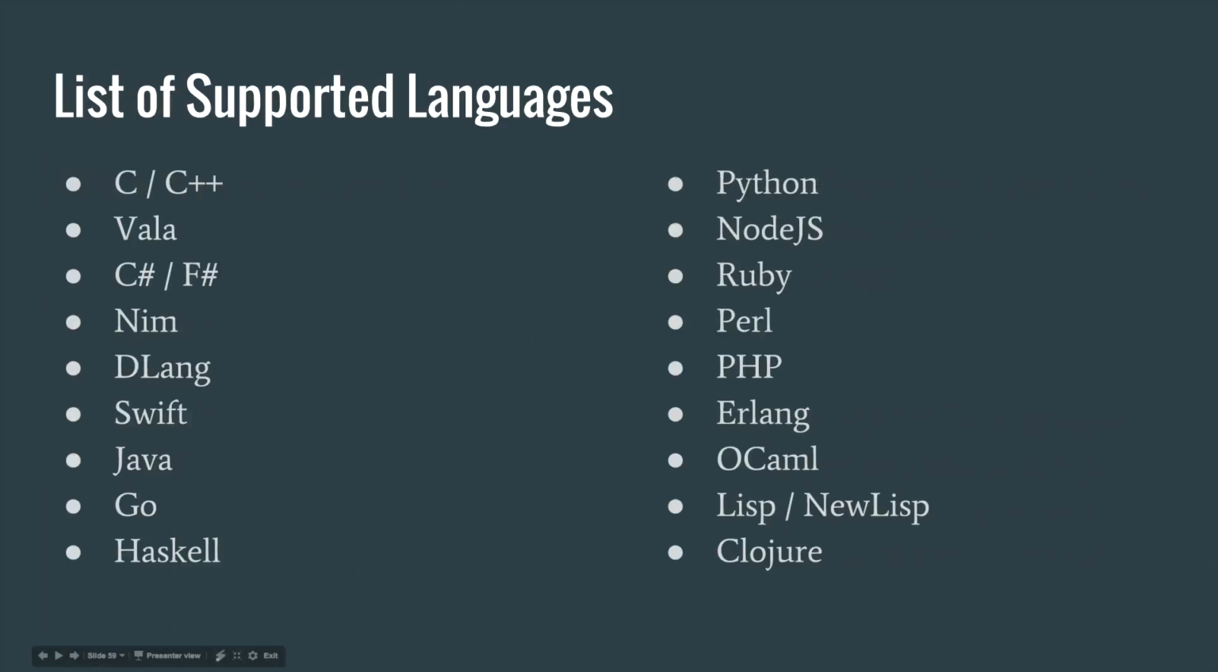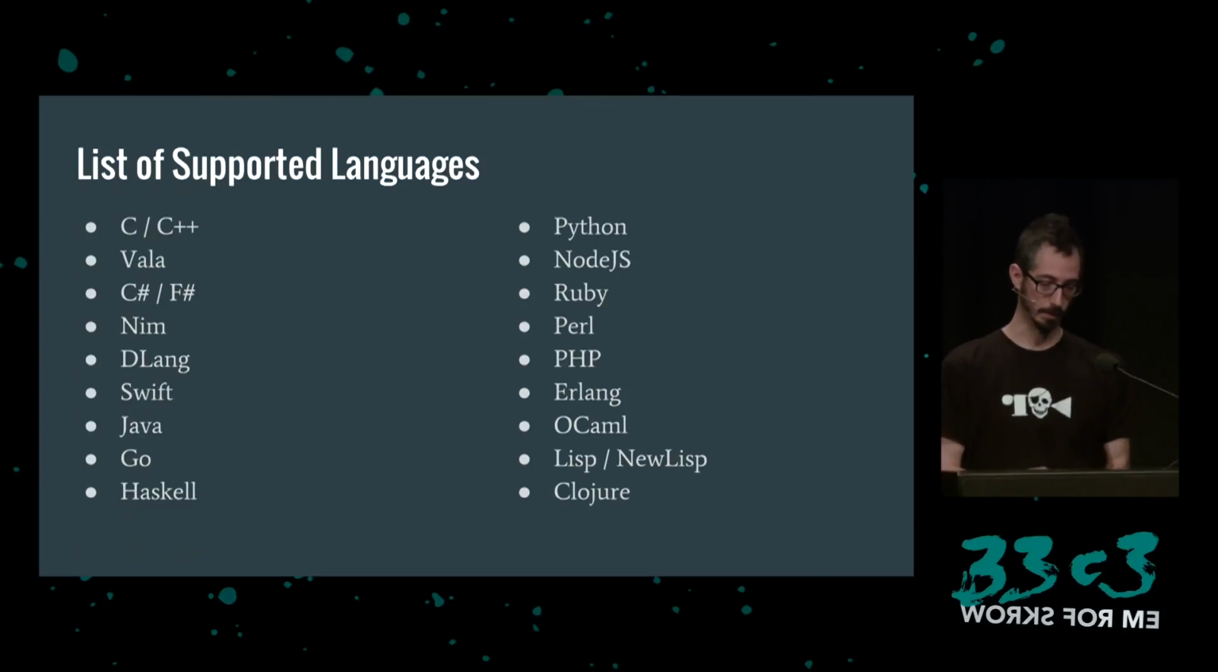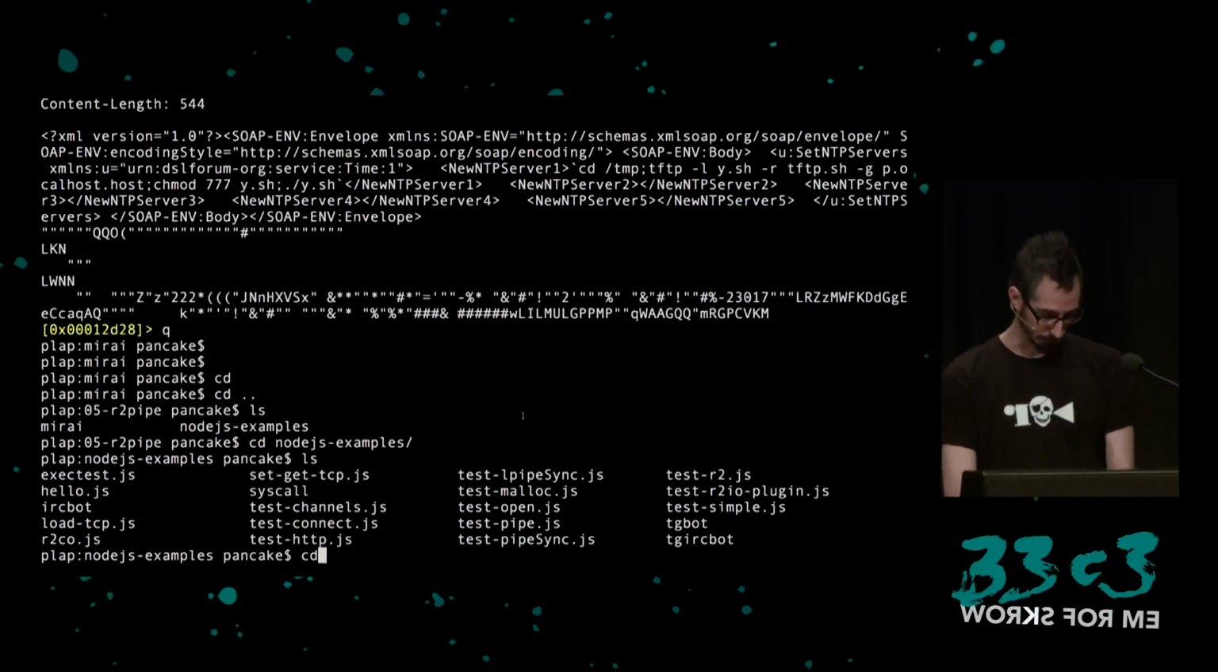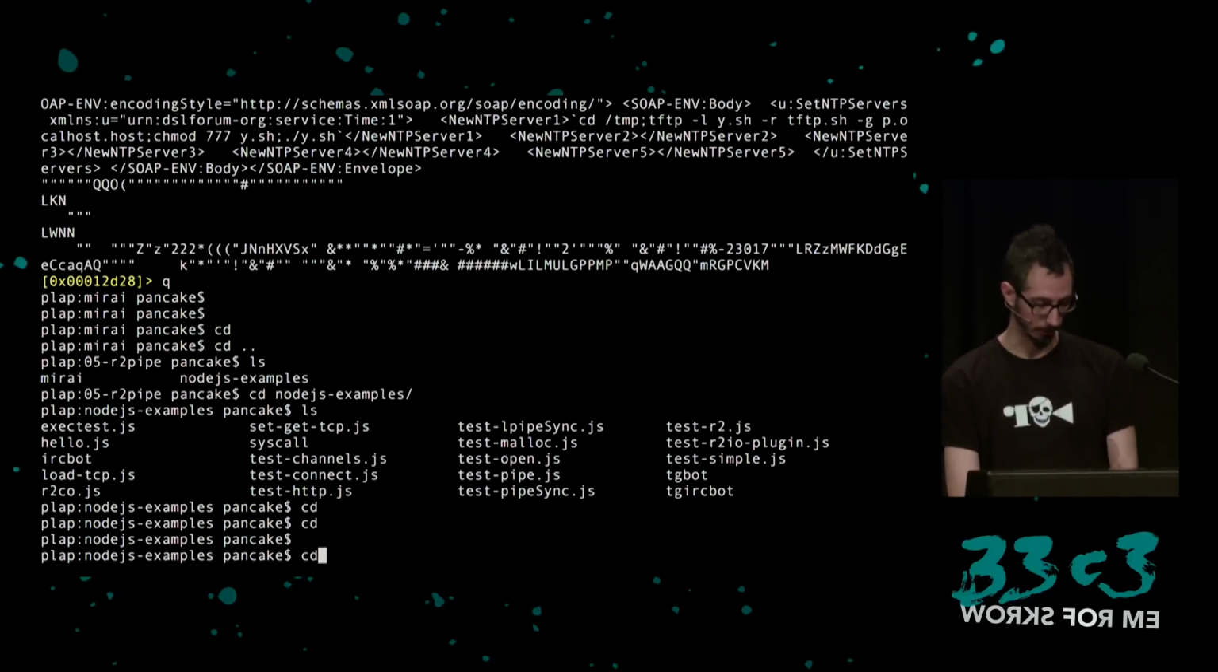In fact, this is the list of all the languages that are supported for R2pipe. Not all of them support all the transports. By transports, I mean that you can use R2pipe through HTTP. You can also use it through TCP. You can also use it with pipes, just spawning the binary and reading and writing the standard input and standard output. This works on all platforms, Windows, Linux, OS X, and yeah, there are examples inside the directory.